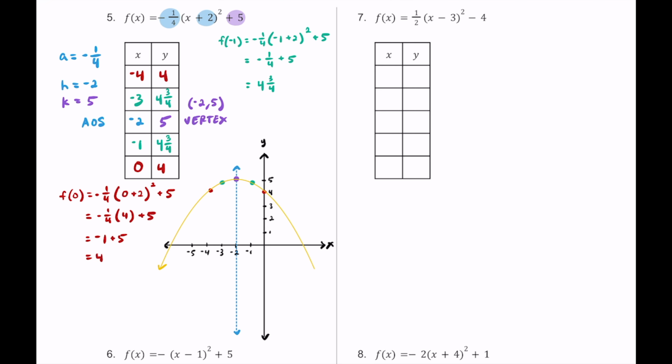All right, so a rough sketch going through each of these 5 points, our parabola would look something like this, a little wider than usual and flipped upside down because of that -1/4 for the a value. Here's number 6.